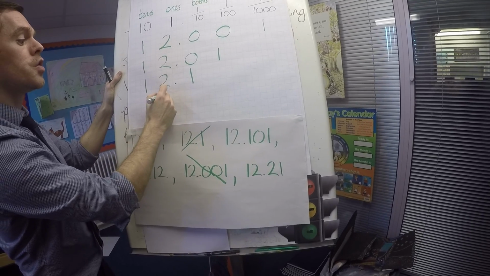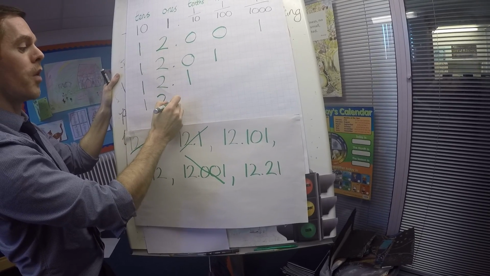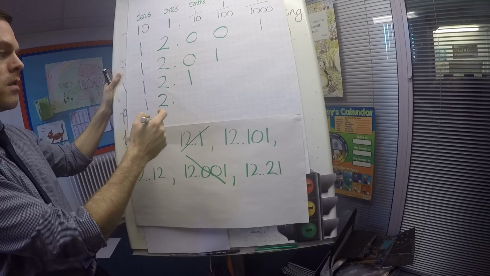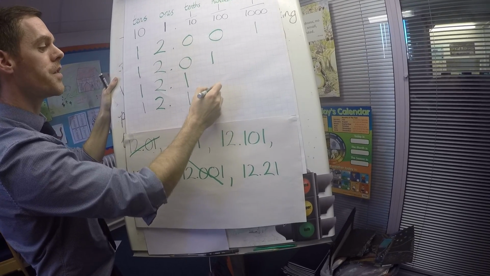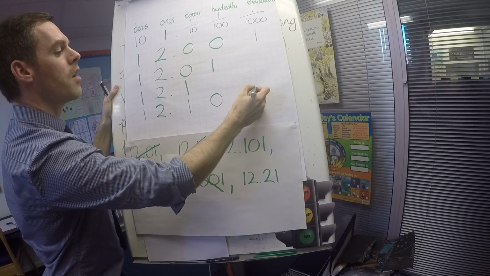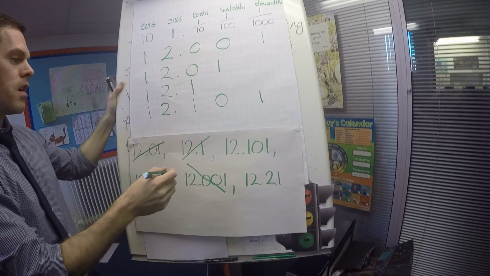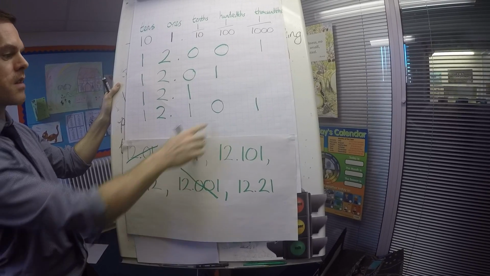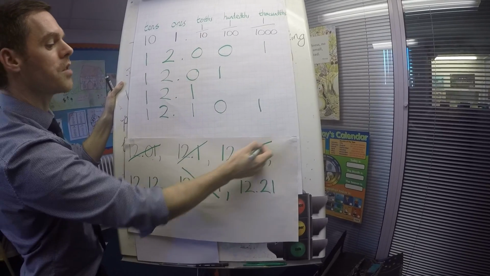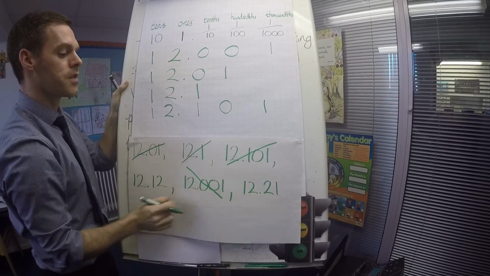110, 2 ones, decimal point always stays on the right side of my ones, 1 tenth, 0 hundredths, and 1 thousandth. Okay? That's bigger than this number because this number has 2 hundredths and this number has 0 hundredths. I'm going to cross that one out. I've got 2 numbers left.